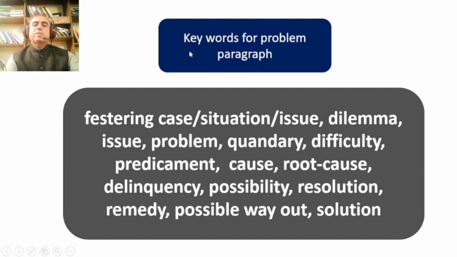Then there are certain keywords we use in a problem paragraph. Words can be like festering, case, situation, issue, dilemma, problem, quandary, difficulty, predicament, cause, root cause, delinquency, possibility, resolution, remedy, possible way out, solution. So going forward, you come up with such words that are used for a problem paragraph, a problem essay, because they speak about the problem or issue. So for every type of paragraph, every type of argument, every type of essay, there are certain keywords that we need to understand and master to use them effectively.